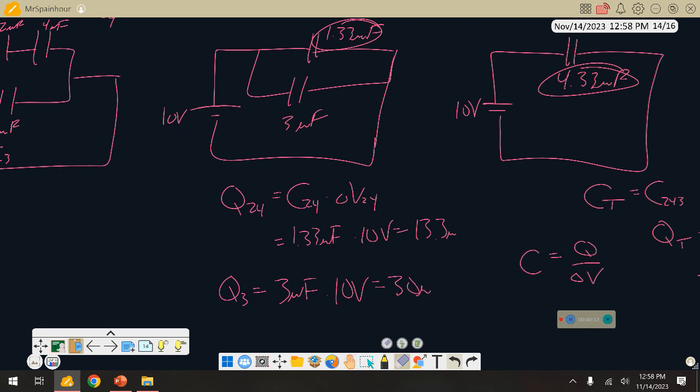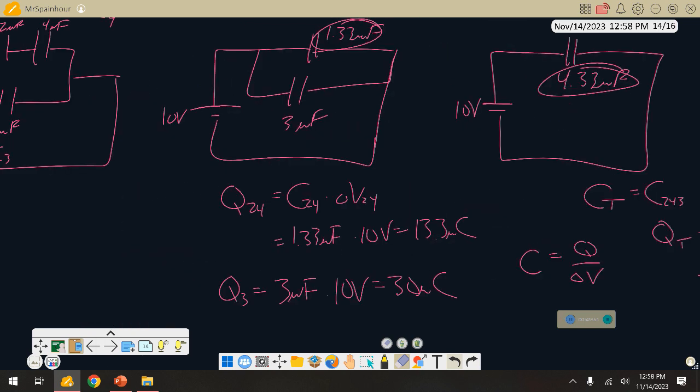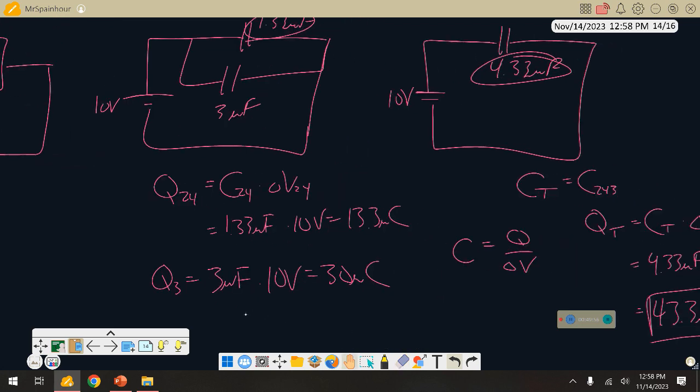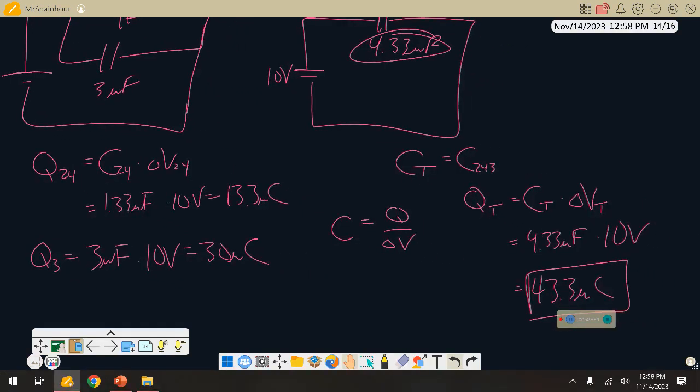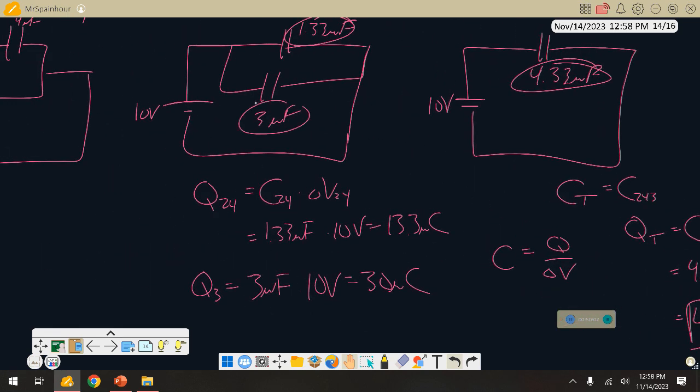Sorry, I screwed this up over here, this should be coulombs. Microcoulombs. And look at this. What should also be the case? Well, we learned over here that the charge on both of them should add up to the total. Does it? Well, the charge on this one's 13.3. The charge on this one is 30. And what was the total charge? 43.3. Is that the same? Yes.